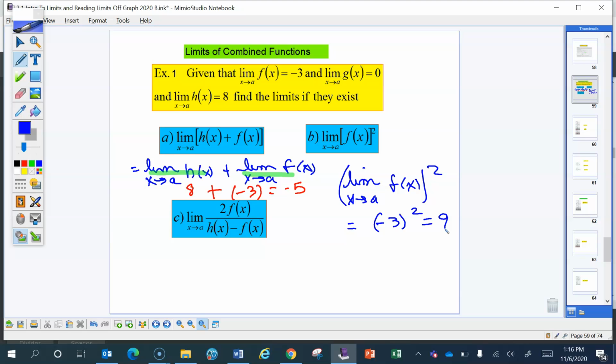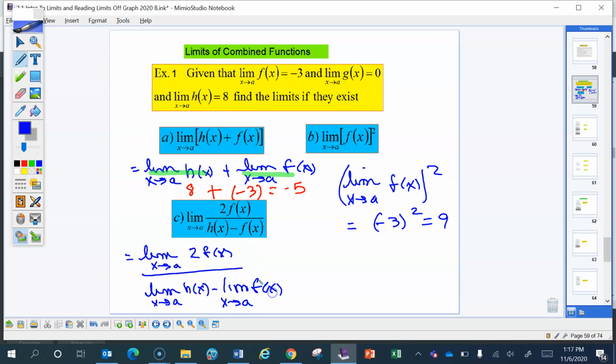All right, in the last example, we have a constant up top in front of my function f of x, and I have a difference, and this is all tied together within a quotient. So this is really going to equal the limit as x approaches a of 2f of x divided by the limit as x approaches a of h of x, subtract the limit as x approaches a of f of x.